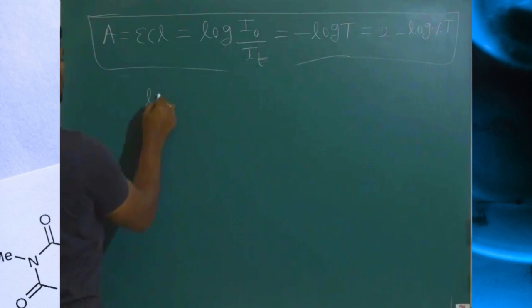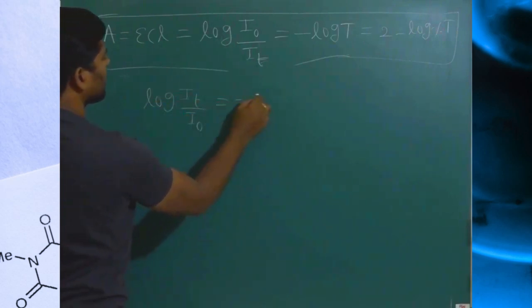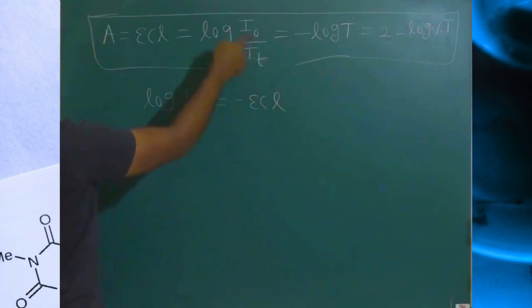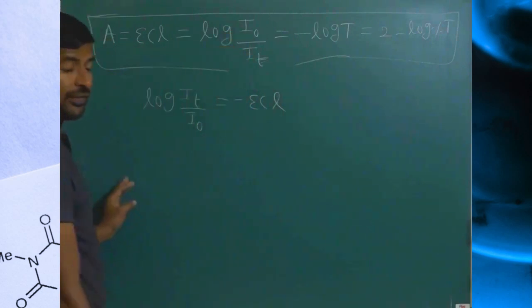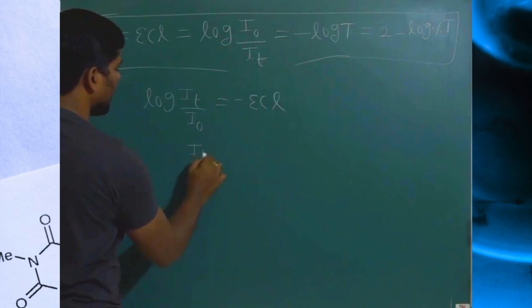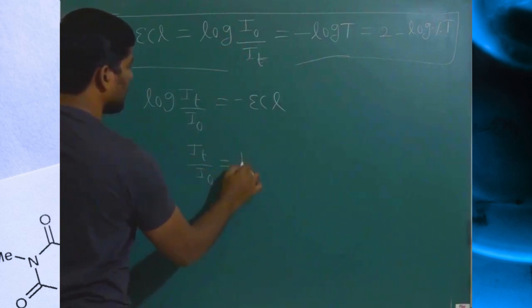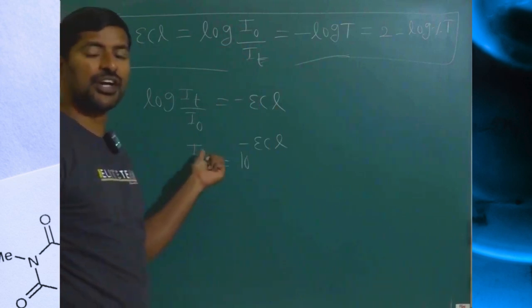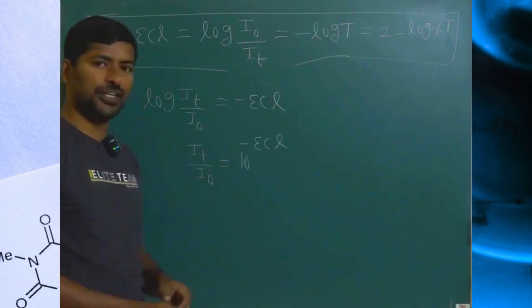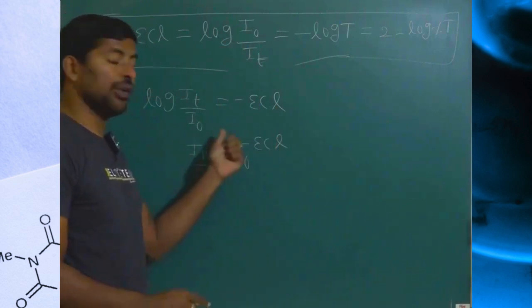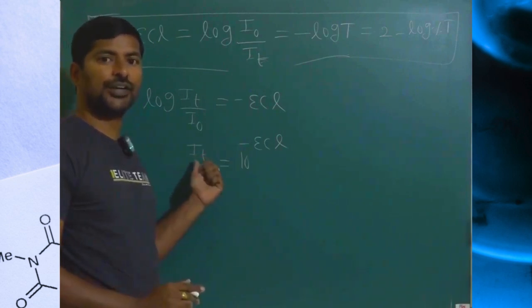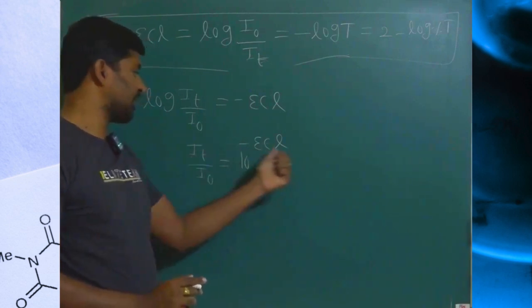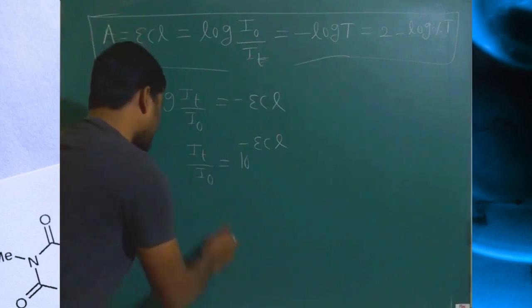Okay, so from this, log IT by I naught is equal to what we get? Minus epsilon CL. If you take the reverse, here we will get minus epsilon CL. So IT by I naught is equal to 10 power minus epsilon CL. So this is the expression for the fraction of radiation transmitted. Once a question is given like this, what is the expression for the fraction of radiation transmitted? This is the expression.